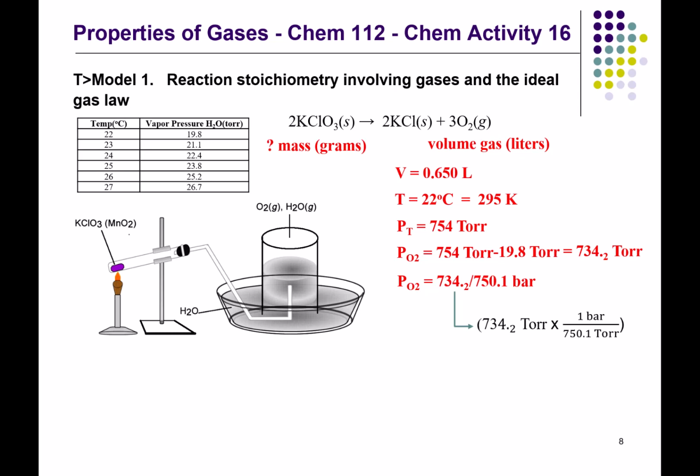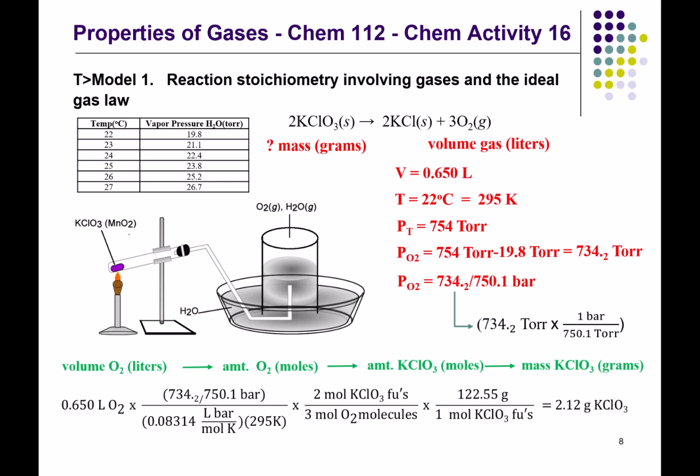Now, let's look at our unit plan. We're trying to generate a certain volume of oxygen gas in liters. This corresponds to a certain amount based on our rearranged ideal gas law equation. Of course, once we know the amount of oxygen in moles, we can determine the amount of potassium chlorate, and then finally the mass of potassium chlorate. Here is the typical working.